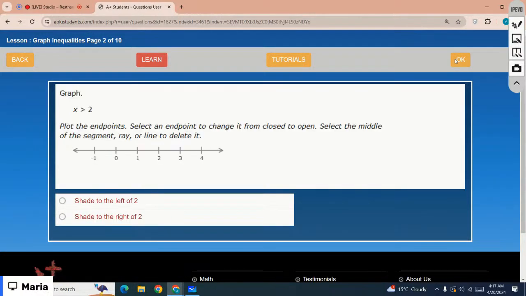The next one is x is greater than 2, which is the correct option. Shade to the left of 2 or right of 2? Now x is greater than 2, right? 2 is not the solution because x is not equal to 2. That means x can be any number that is greater than 2. Because it is greater than 2, x is pointing to the right-hand side. So that would be shade to the right side of 2. Got it? The correct option is shade to the right side of 2.